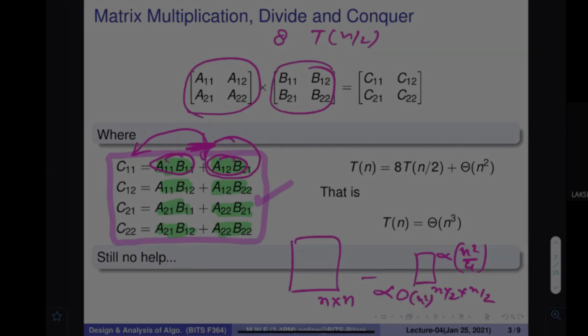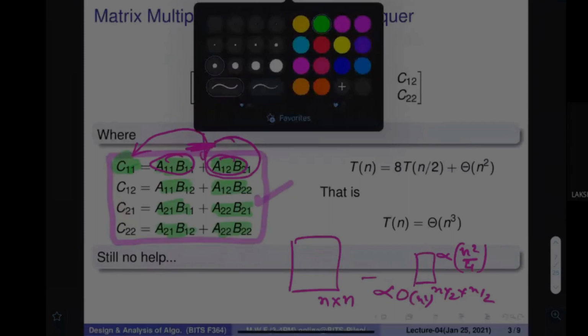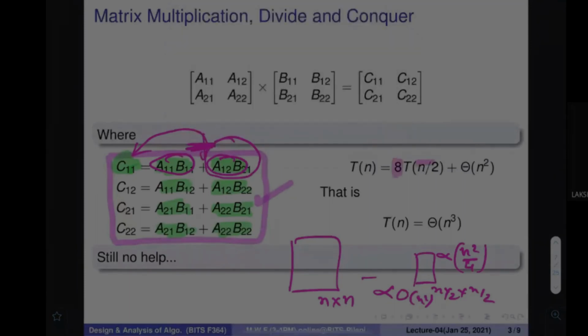So this four summation terms would also come, to find out what the value is. So the recurrence relation that I can write is going to be this: there are 8 terms, T(n/2), plus theta of n square.